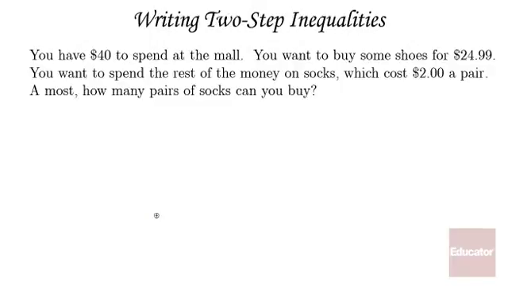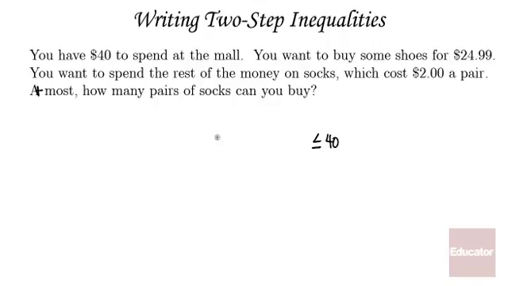Let's try writing our own two-step inequalities to solve. You have $40 to spend at the mall. You want to buy some shoes for $24.99. You want to spend the rest of the money on socks, which cost $2 a pair. At most, how many pairs of socks can you buy? So $40 is the most that we can spend. We can spend exactly 40 or we can spend less than 40, but no more than 40.